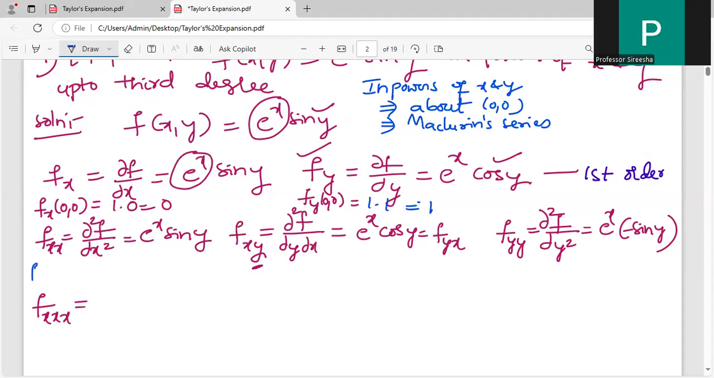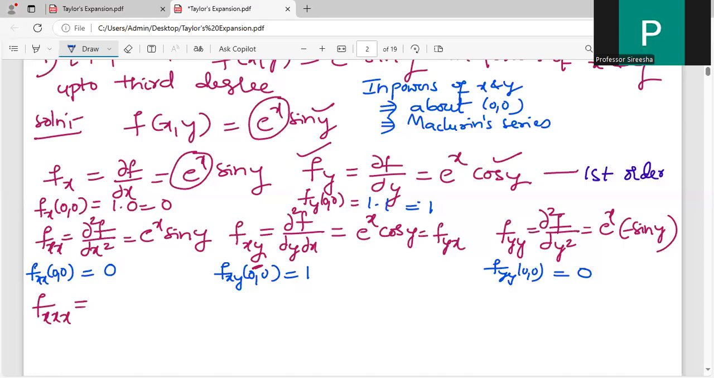Okay. Similarly here, f_xx, f double x at 0 comma 0. Again, put in the place of x 0, in the place of y 0. Wherever sine is there, I'll be getting 0 only, guys, because sine 0 is 0. f_xy at 0 comma 0 would be what? e power 0. Wherever cos is there, I'll be getting 1. Then f_yy at 0 comma 0 would be what? Again, I have a sine term, so this also would be 0. Sine 0 is 0, right?